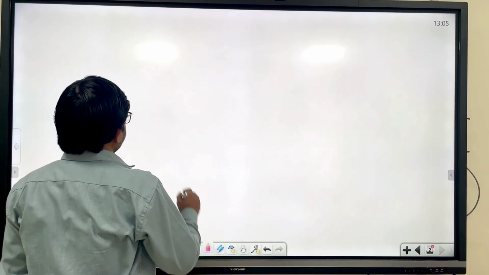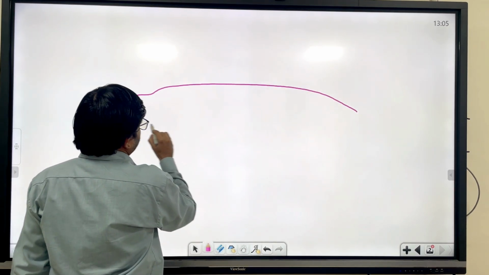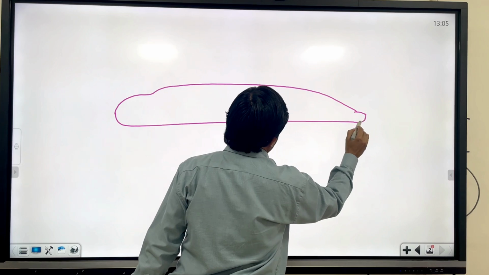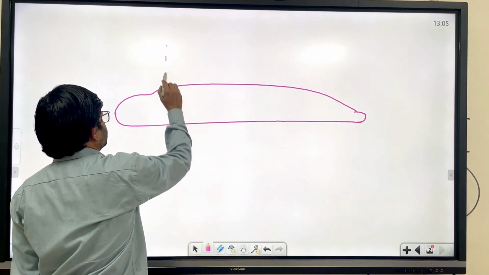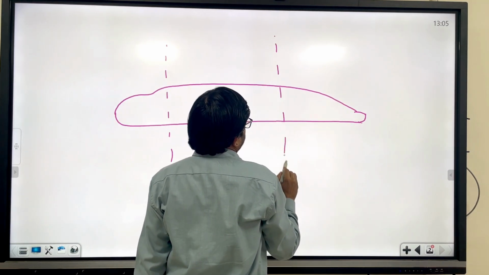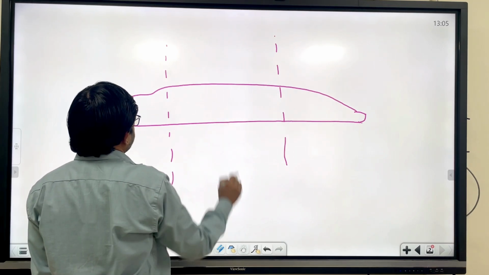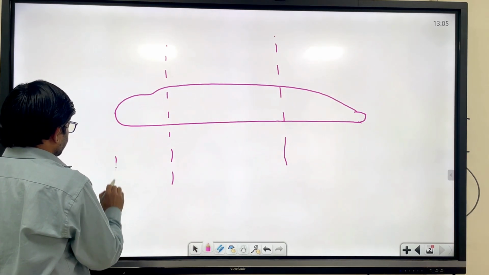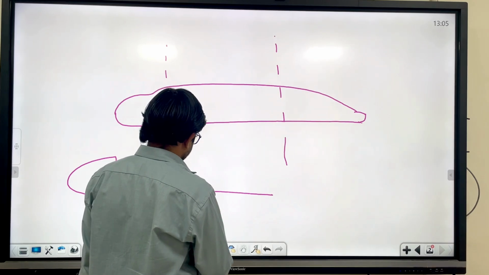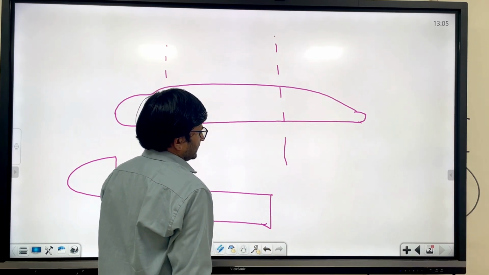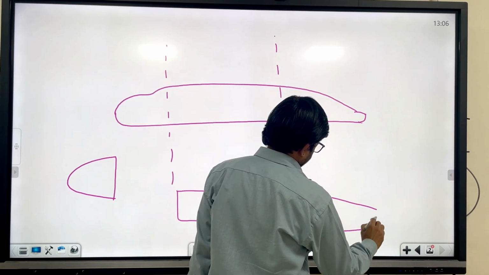Generally, what is the shape of a fuselage? You will have this kind of fuselage shape. You can break it into three sections: this section and this section. This section is generally rectangular, and aerodynamically if you draw this section, it will look something like this. And this is a center section, and this is a lower section.